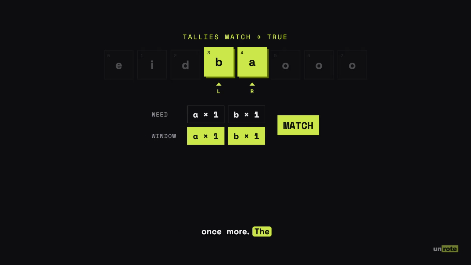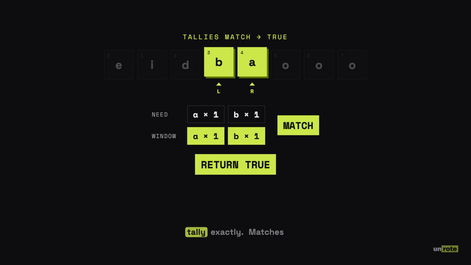Slide once more. The D leaves and A enters, and now the window holds B and A, one of each. The window tally equals the pattern tally exactly. Matches hits 2 out of 2. That's a permutation of AB sitting in the text, so we return true on the spot.